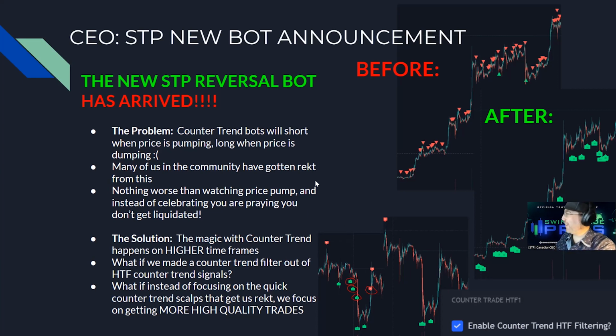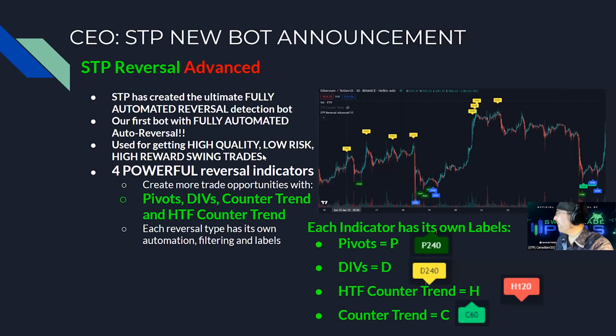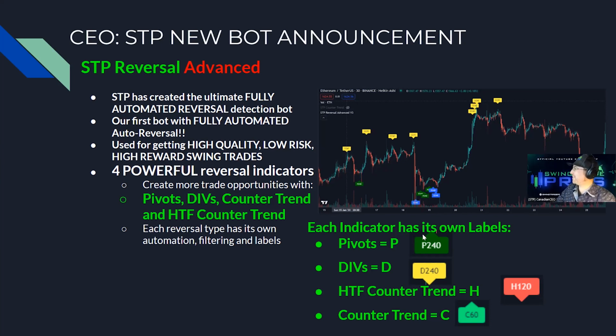And that's not all. We've got 4 different reversal types in STP Reversal. So we're really treating you guys to a lot of goodness here. You can see how we have the label set up. We have P's for pivots, D's for divergences, divs we call them. We have H for high time frame counter trend, and C for normal counter trend. Move this back down.